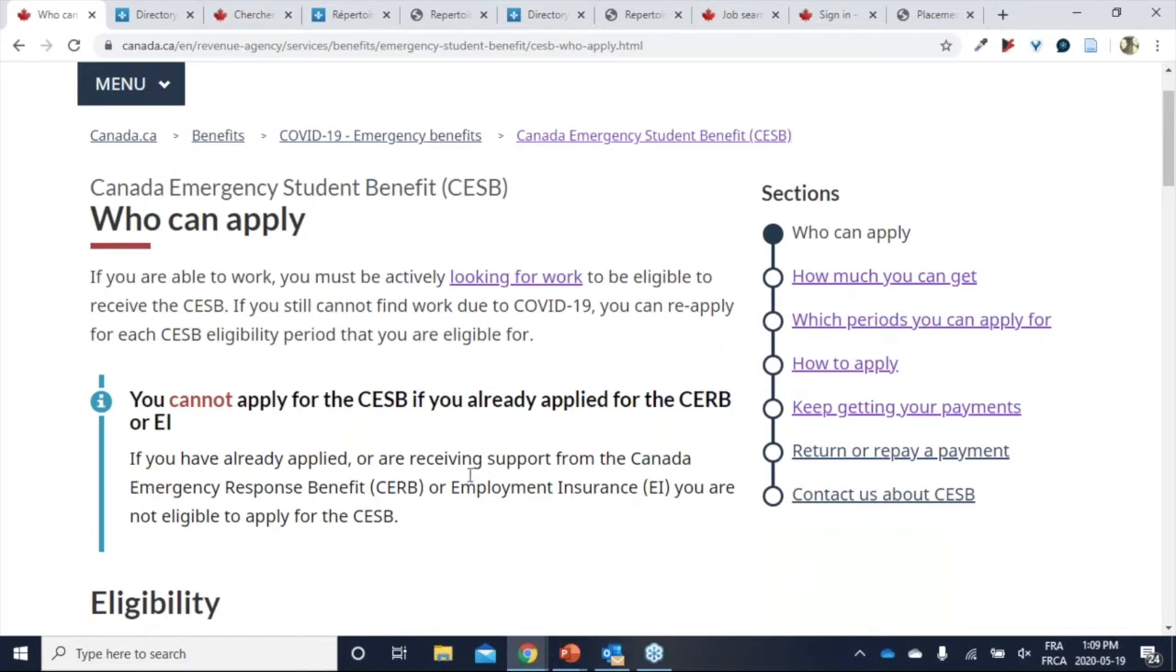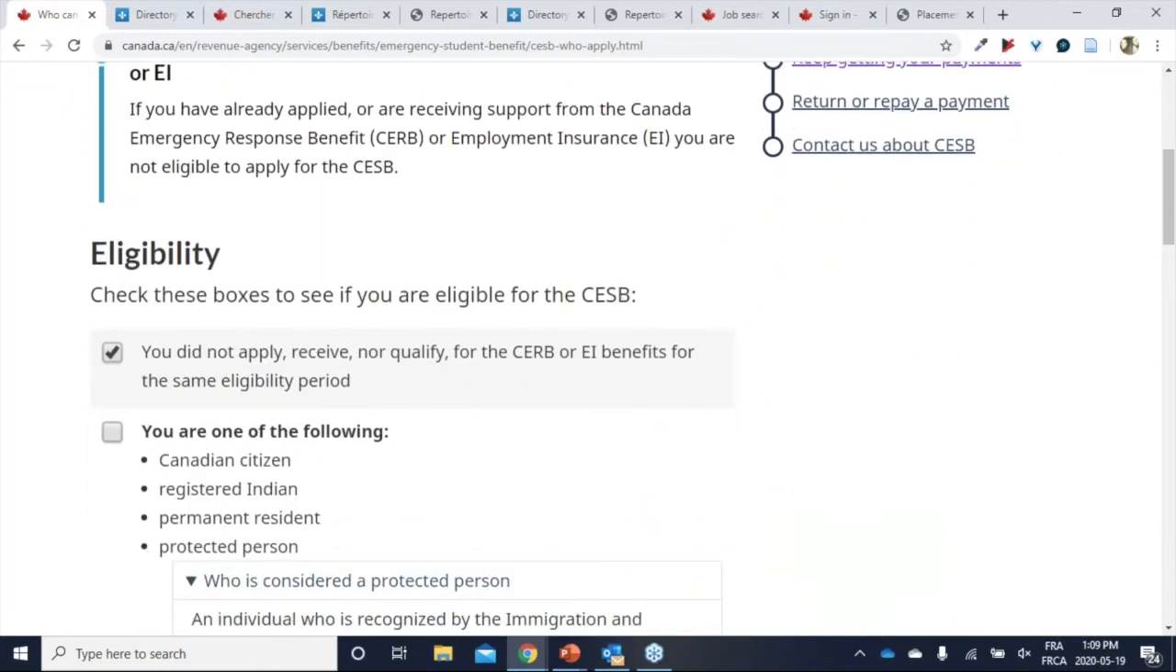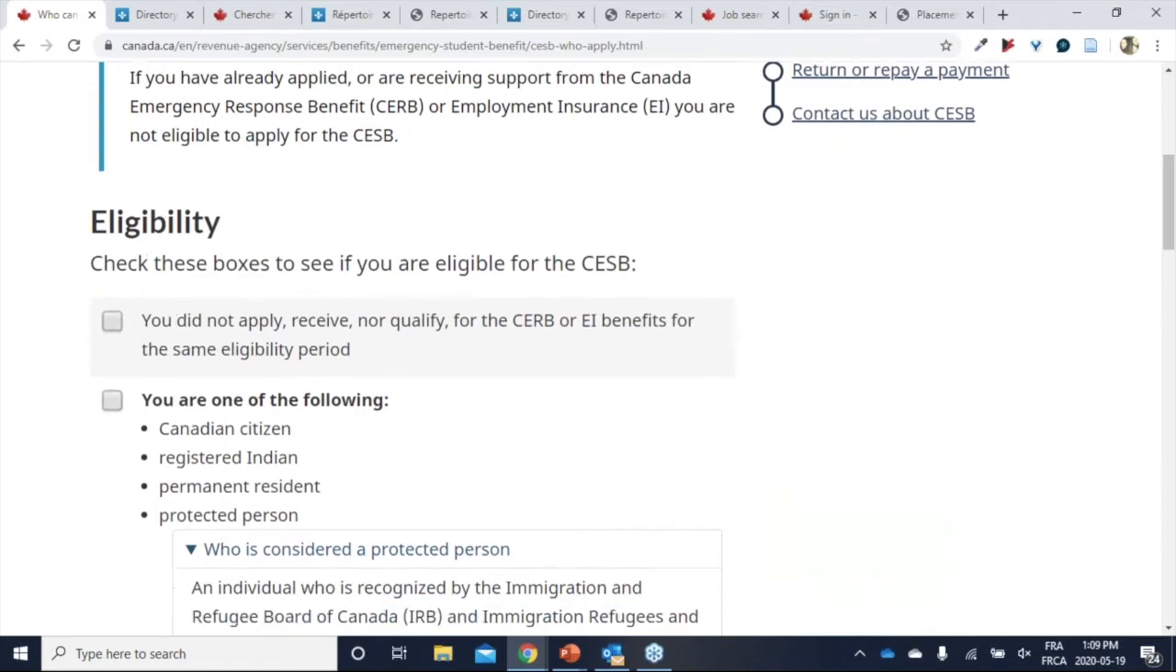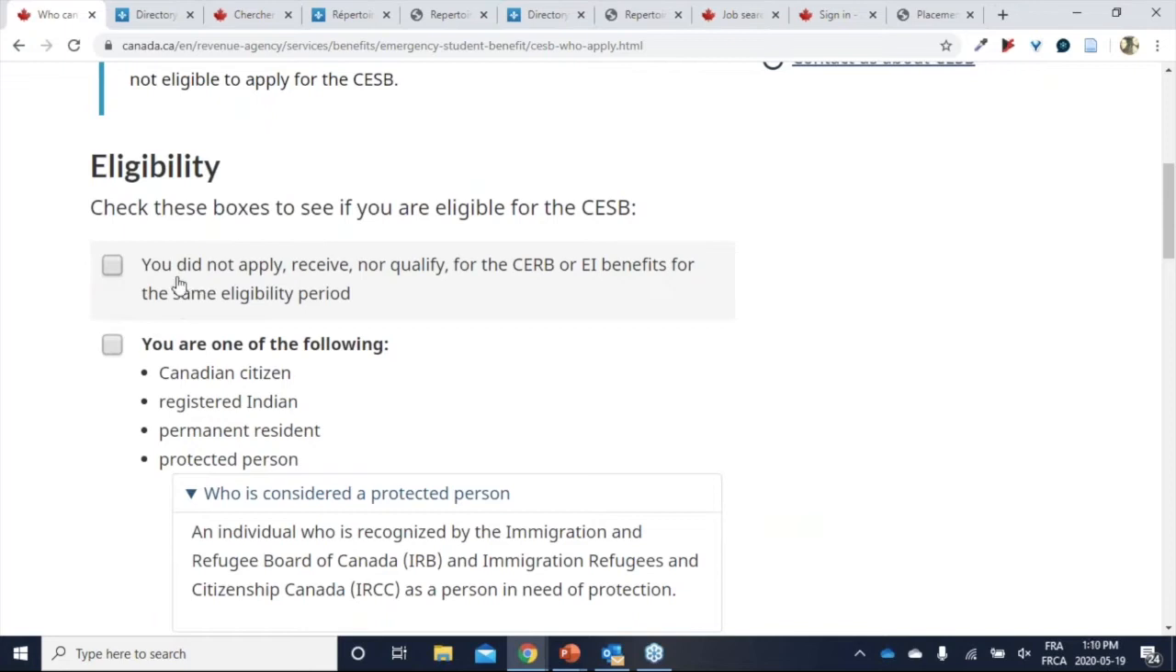One thing that's important to note is that you cannot apply for this CESB if you already applied for the CERB or the employment insurance. This will be part of the eligibility boxes. They'll be one of the first criteria. So you did not apply, receive, or qualify for the CERB or employment insurance benefits for the same eligibility period.